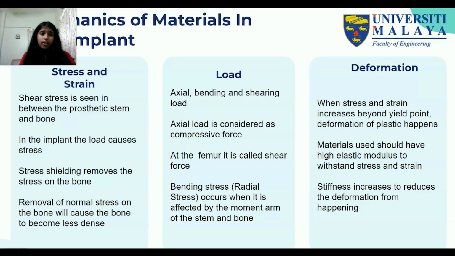Deformation actually happens when the stress and strain increase beyond the yield point. So at a certain point, there is a possibility that the material can deform because of the increased stress and strain. Materials used should have a high elastic modulus to withstand this stress and strain. When you have a high elastic modulus, the stiffness increases, and this will reduce deformation from happening.